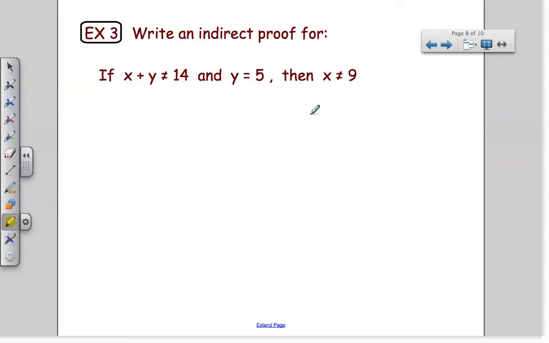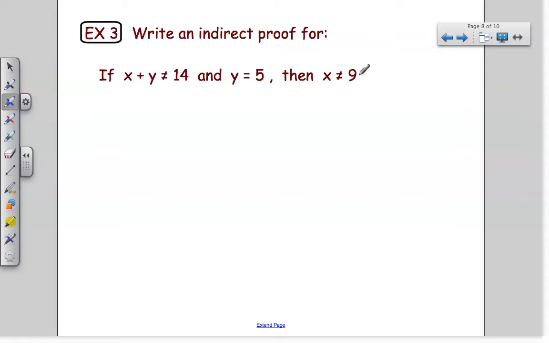So I'm going to write an indirect proof for this statement. If x plus y does not equal 14 and y equals 5, then x does not equal 9. And actually, you should be thinking this statement is correct, because if y equals 5 and you subtract 5 on both sides, you notice x does not equal 9, right? 14 minus 5 is 9. So yeah, we know that they're right.